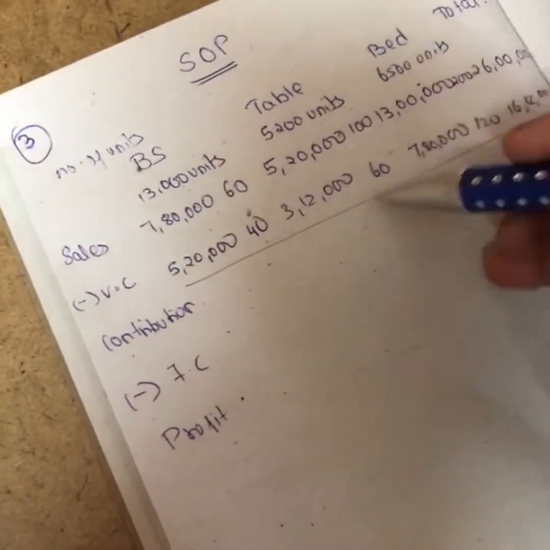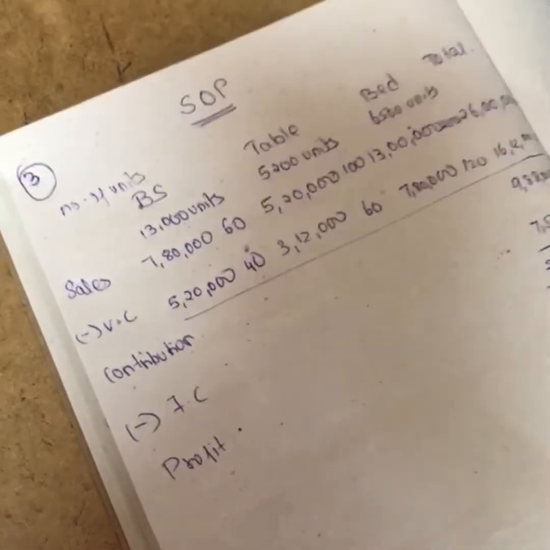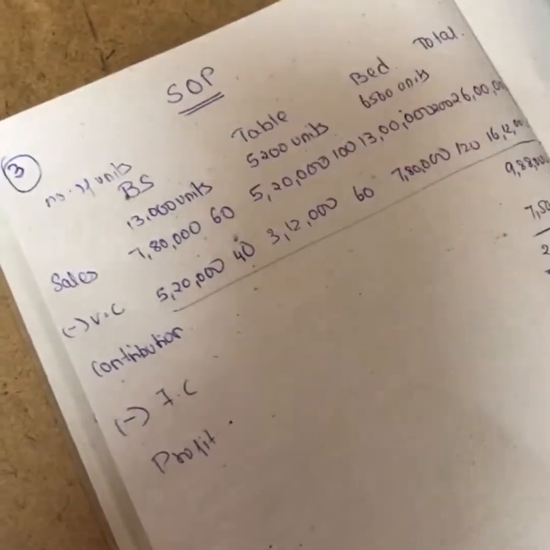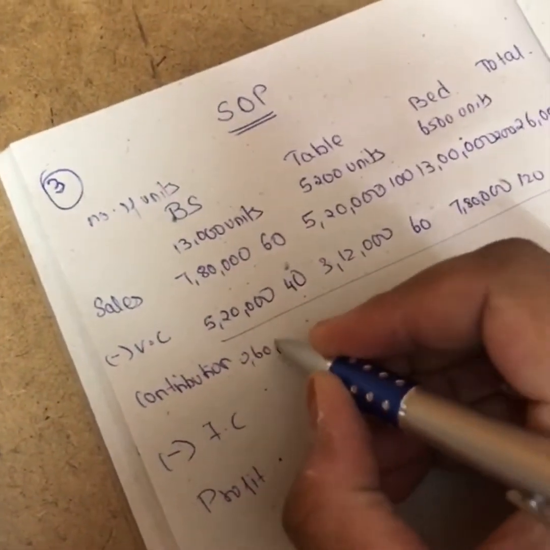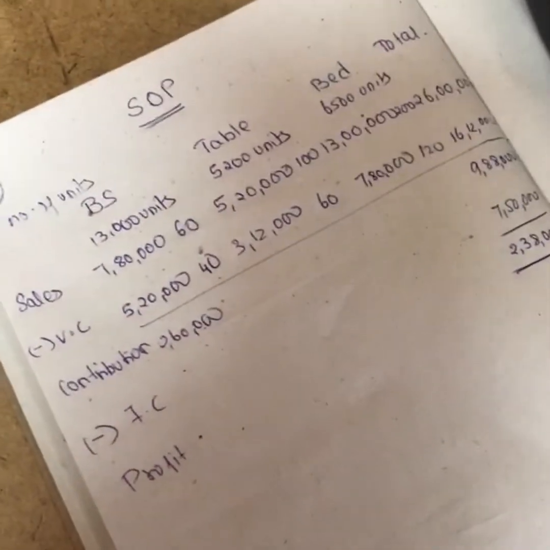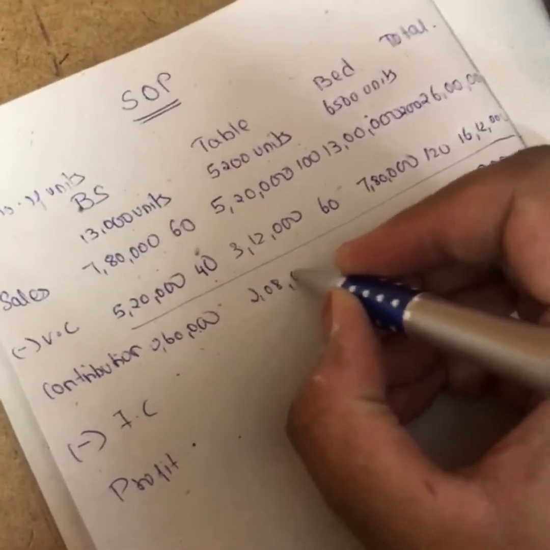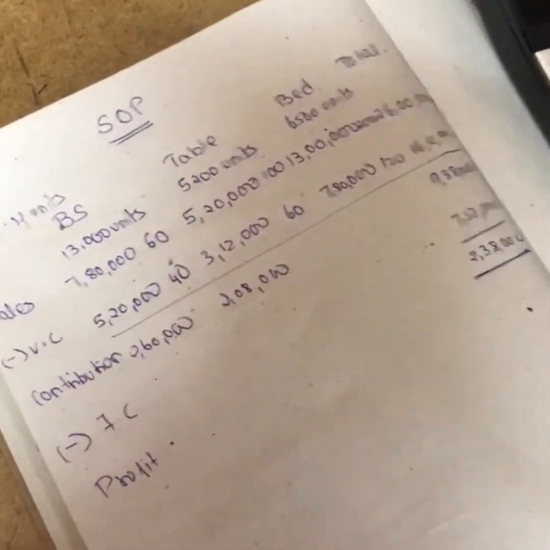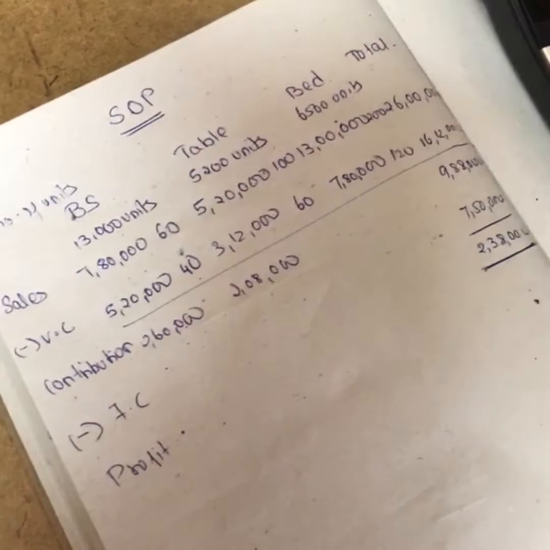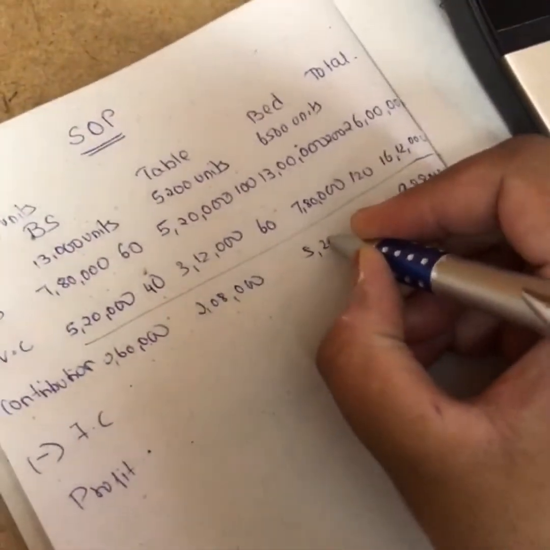It's better we calculate contribution for each and everything. So 7,80,000 minus 5,20,000, you get 2,60,000 here. Then 5,20,000 minus 3,12,000, you get 2,08,000. And then 13 lakhs minus 7,80,000, you get 5,20,000.